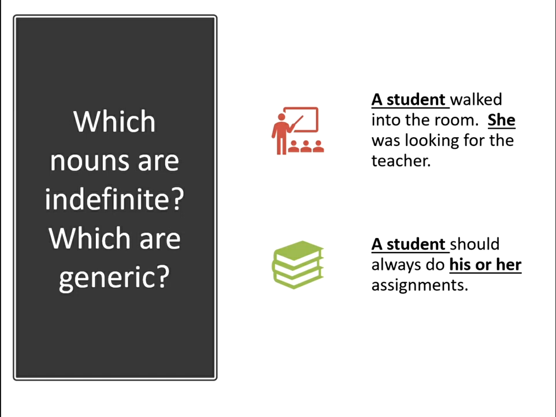In the second sentence, a student should always do his or her assignments. A student in the second sentence is generic. So when I use the pronoun, I use his or her. Because if I mean a student in general, it could be a man or it could be a woman, so I have to use his or her in this situation.